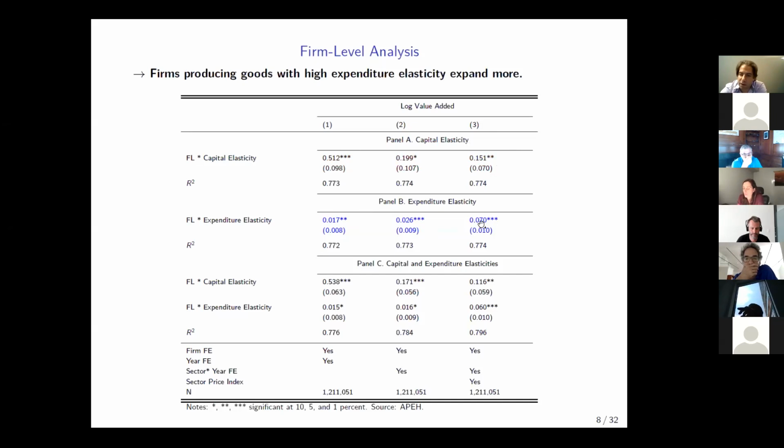So here, without thinking about the input channel, what we're thinking about is the demand part, and you see that whenever you're selling goods that are more income elastic, whenever you experience the liberalization, you end up expanding your value added. You end up selling more. Now, you could think that these two things are correlated, and in some sense, they're measuring the same thing. So what we do is we include both at the same time, and you see that the coefficients barely change. The significance also barely changes. So these are two independent effects, which is what we will be making a big deal of in the model.